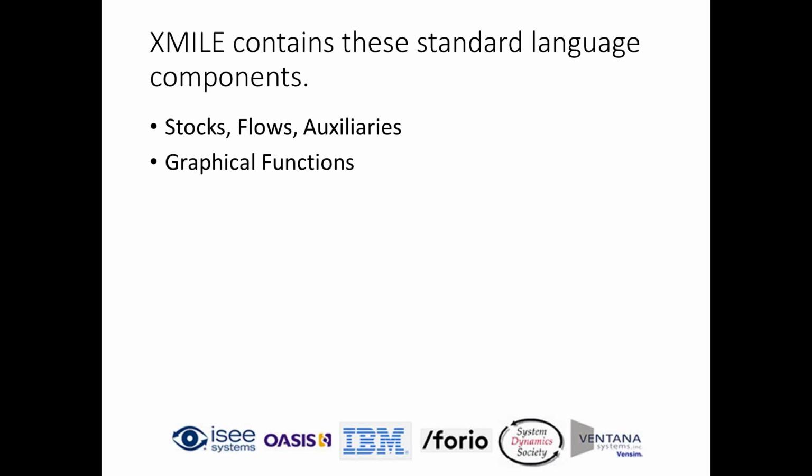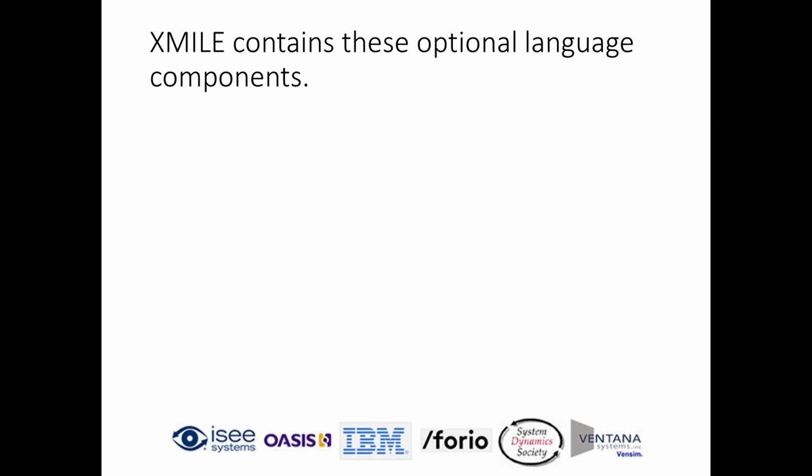It includes stocks, flows, auxiliaries. These are all standard components: graphical functions, groups, units, a list of built-in functions with specifications to handle those edge cases like negative 1.5. And then it has a series of optional components, model diagrams. It's a core part of the language, but not all implementing software is required to display the same model diagram.